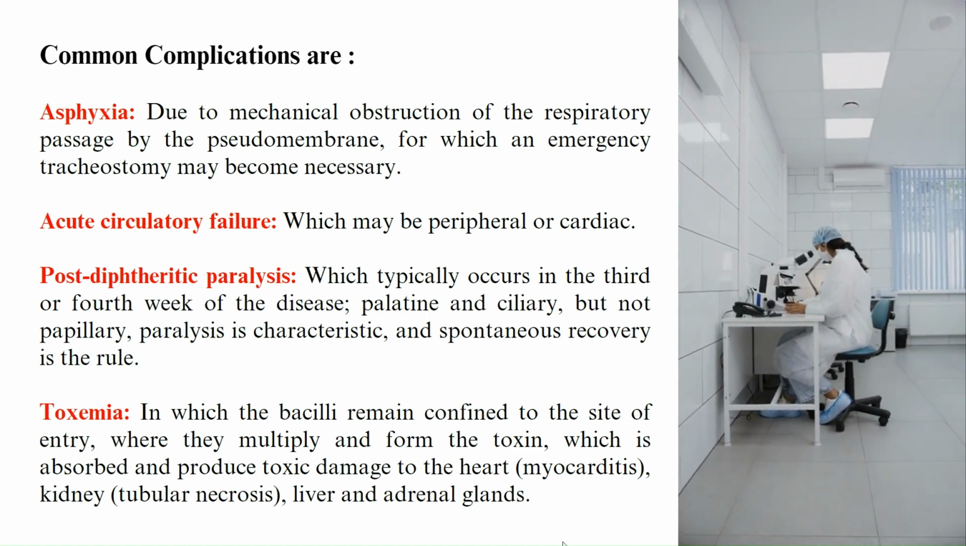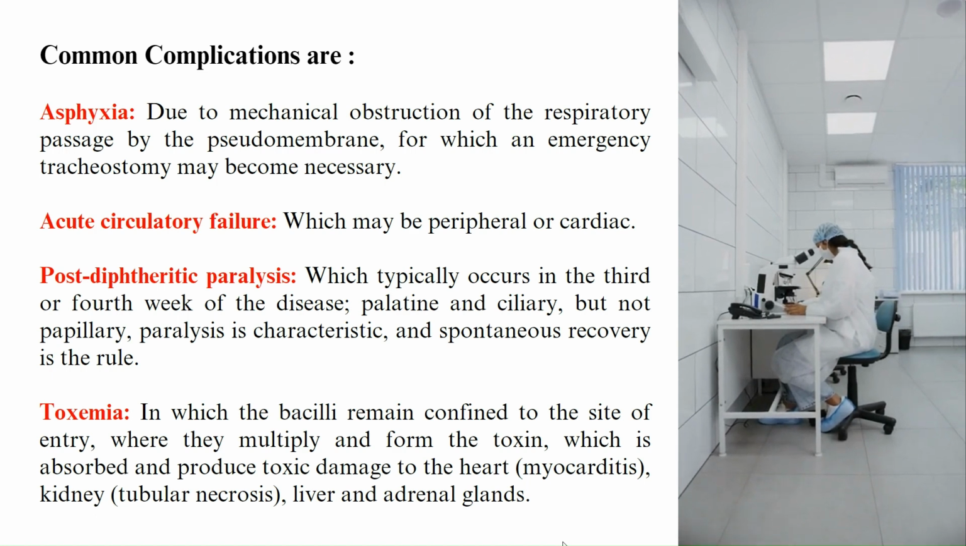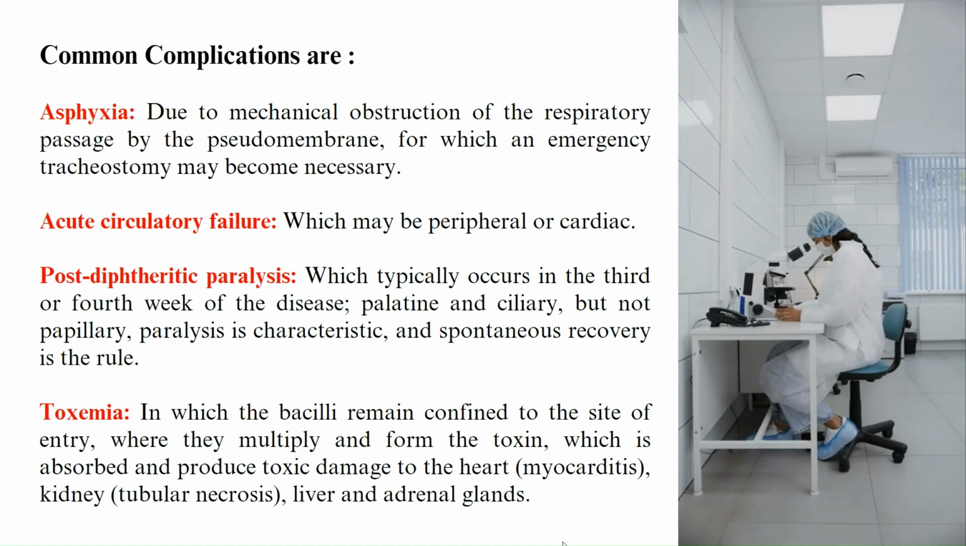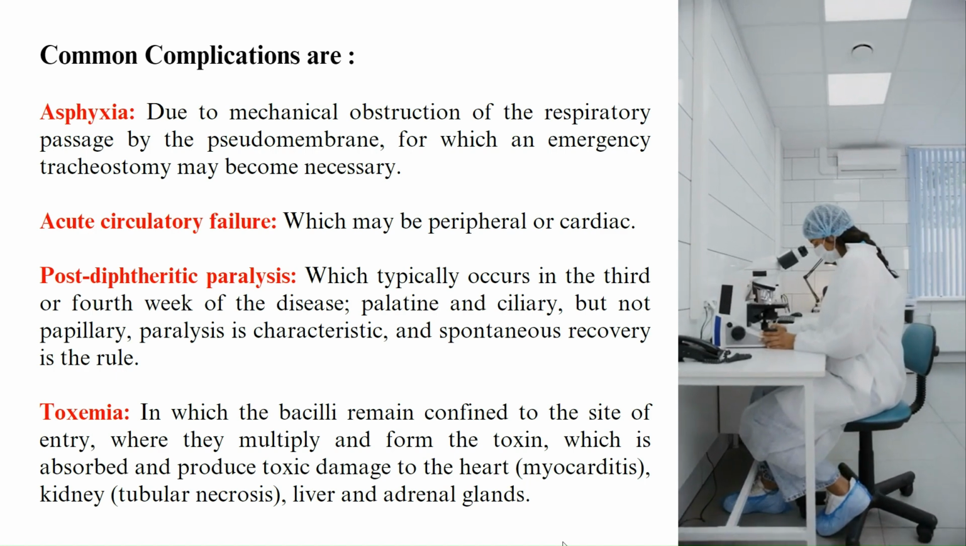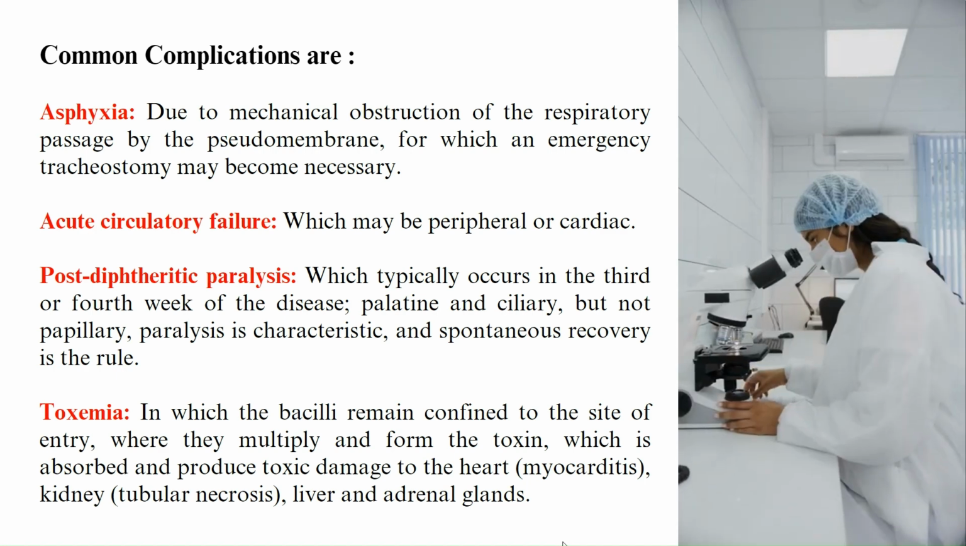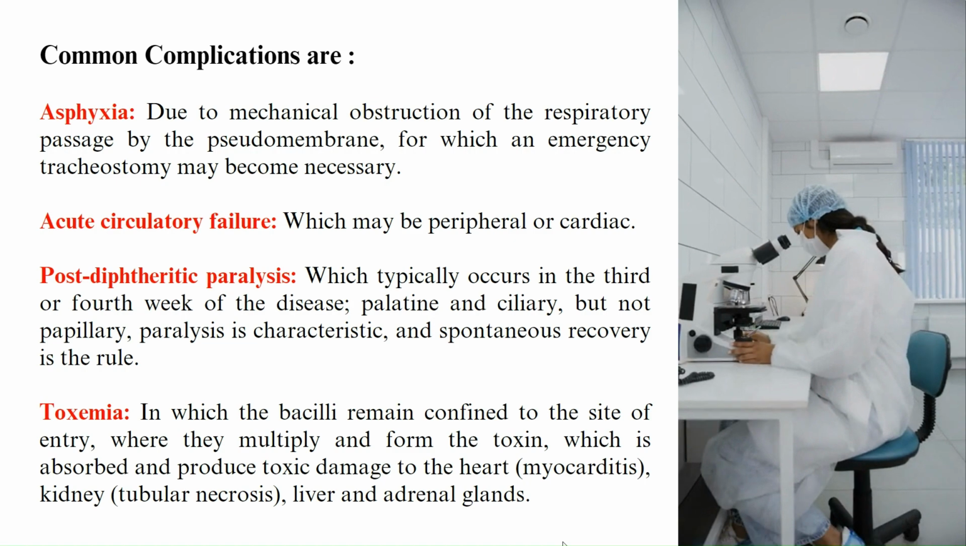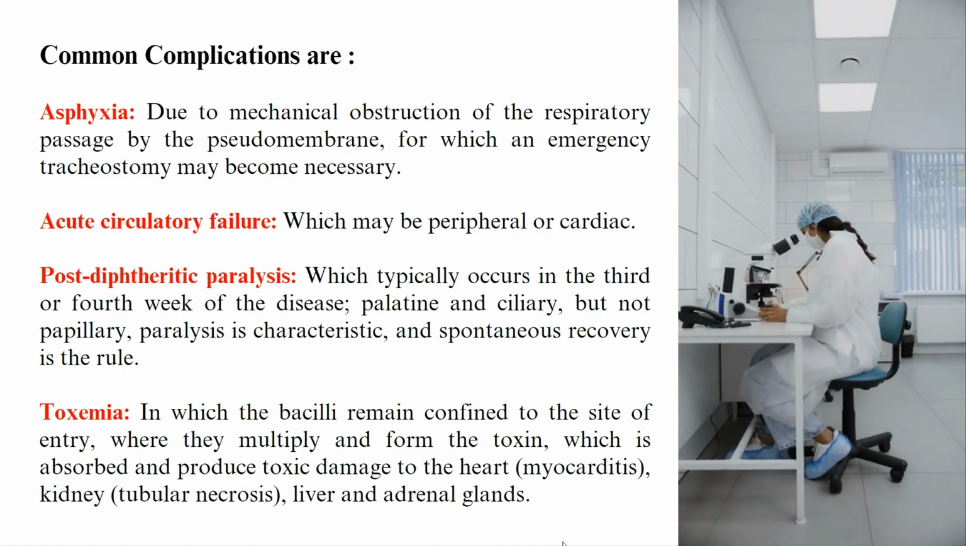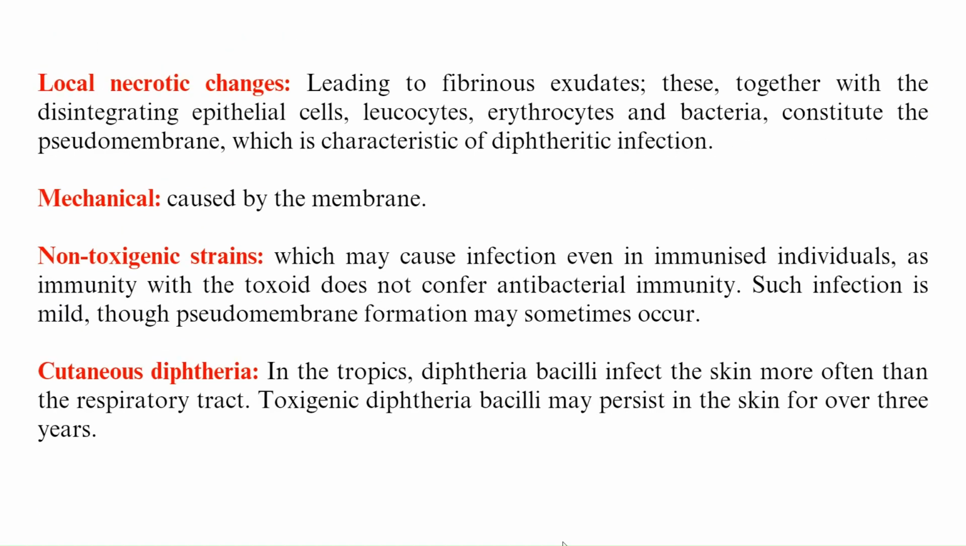Toxemia, in which the bacilli remain confined to the site of entry, where they multiply and form the toxin, which is absorbed and produces toxic damage to the heart, myocarditis, kidney, tubular necrosis, liver, and adrenal glands. Local necrotic changes, leading to fibrinous exudates. These, together with the disintegrating epithelial cells, leukocytes, erythrocytes, and bacteria, constitute the pseudomembrane, which is characteristic of diphtheritic infection. Mechanical, caused by the membrane.